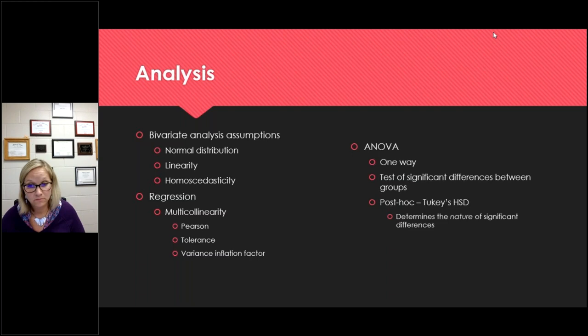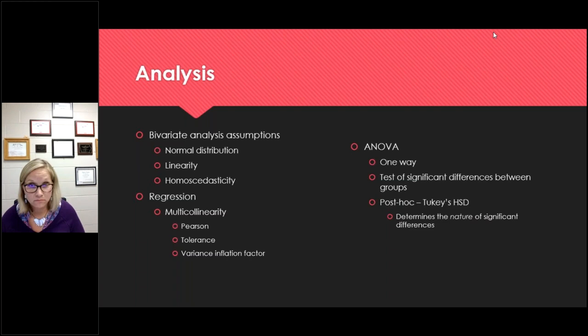For regression, there's also another assumption, which is multicollinearity, or the absence of. And I looked at that through three methods: Pearson's correlation coefficient, tolerance, and then variance inflation factor. None of the variables had any rating of correlation greater than 0.2, which was necessary for the study. Anything less than 0.8 was acceptable.